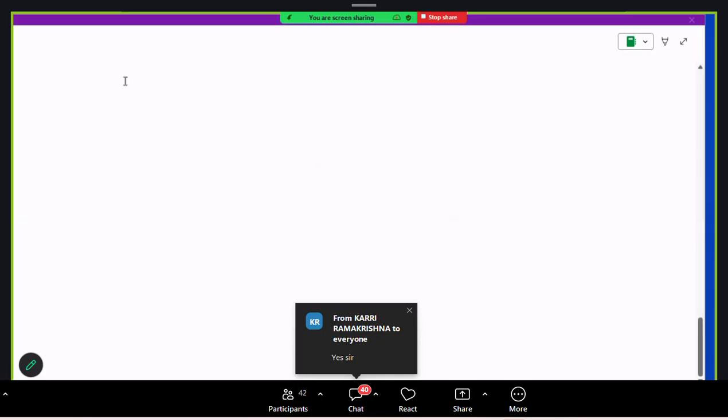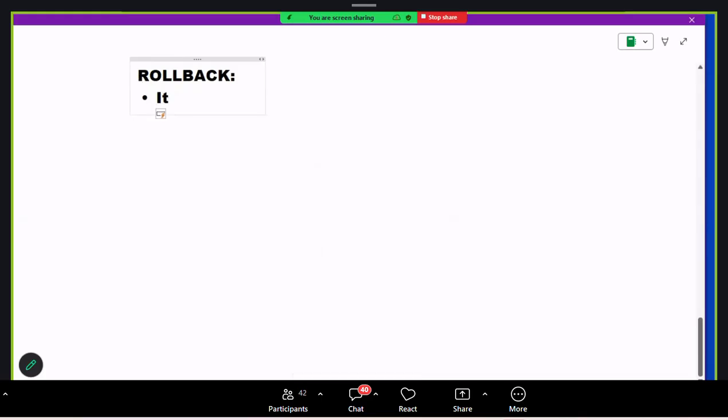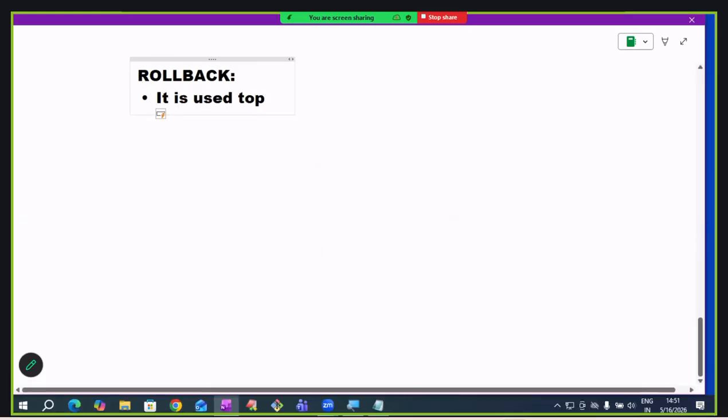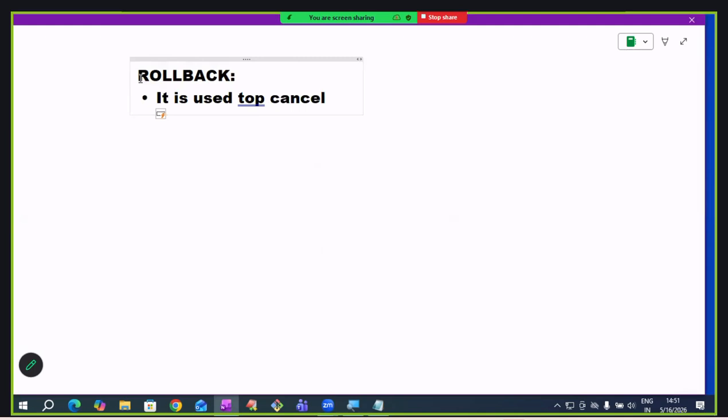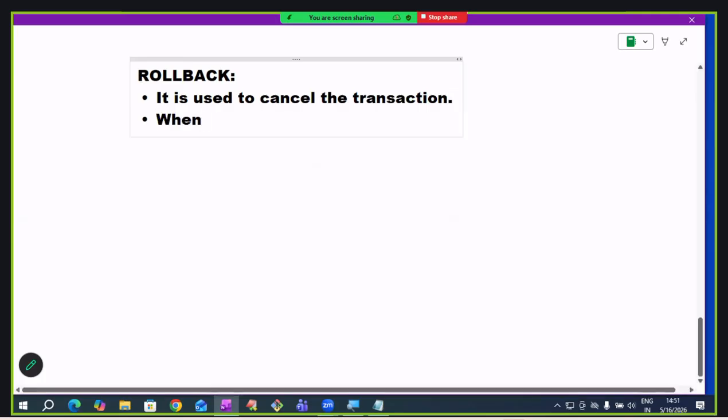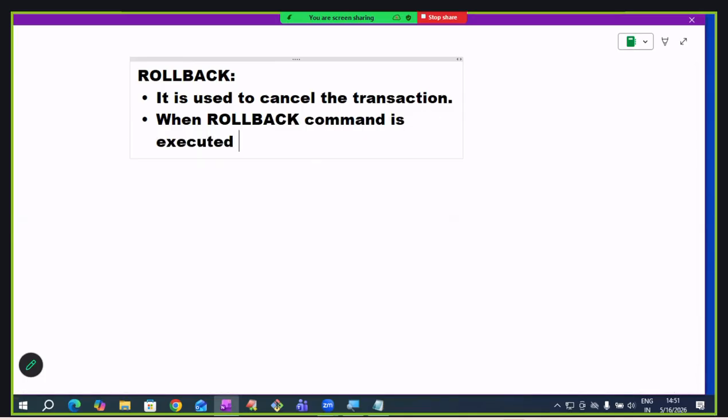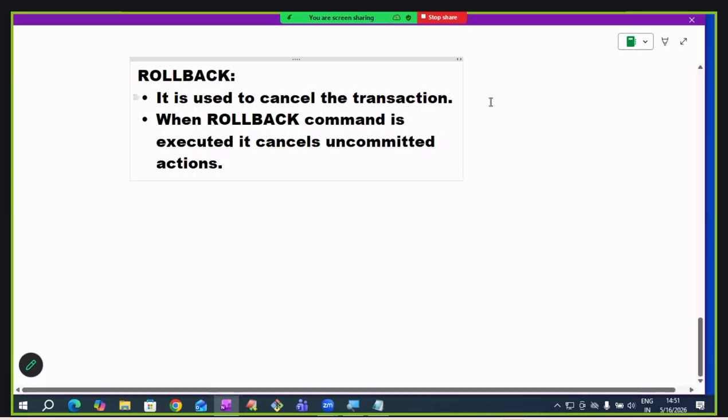Now, I want to talk about rollback. Rollback is used to cancel the transaction. Every unsuccessful transaction ends with rollback only. It is used to cancel the transaction. When the rollback command is executed, what happens? It cancels uncommitted actions.